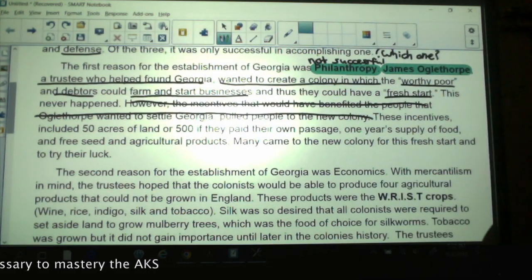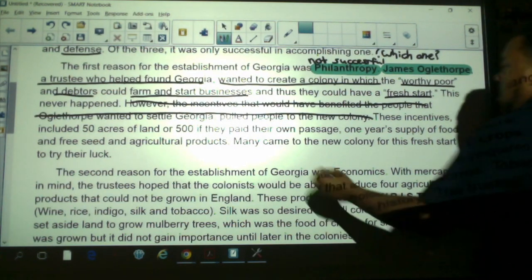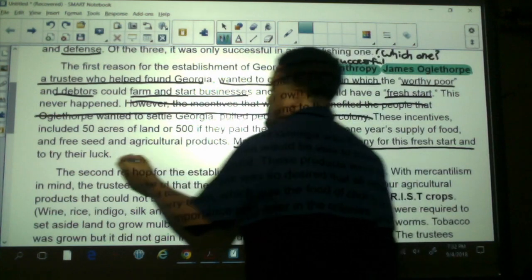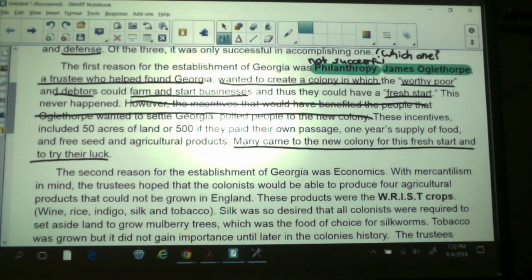All right, so these incentives included 50 acres of land, or 500 if they paid their own passage, a 1 year supply of food, and free seed and agricultural products. It said many came to the new colony for a fresh start and to try their luck. All right, so this might be important, just knowing that people came for a fresh start. All right, but we already know that didn't happen. Okay, it's not important. Okay.